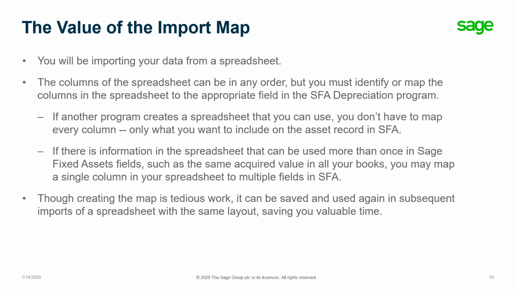In some cases, for example in the book fields, you may have the same date that an asset begins depreciating, or the same amount that an asset begins depreciating. If you have that in one column in your spreadsheet, you can map that to more than one book in our program. And I'll be showing you that when I do the import process, to show you how to map more than one column. This map can then be used to quickly import multiple asset data at a later time.